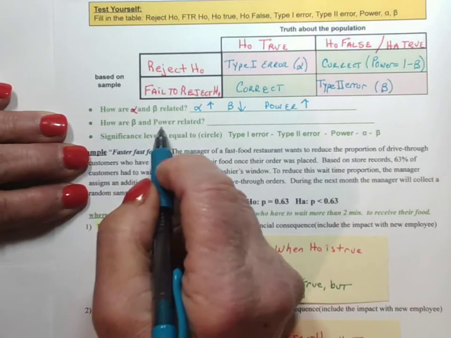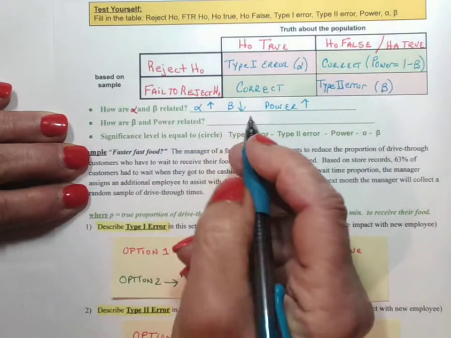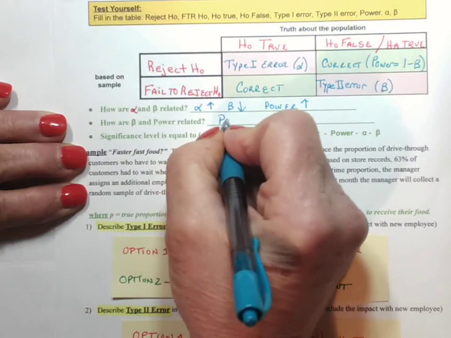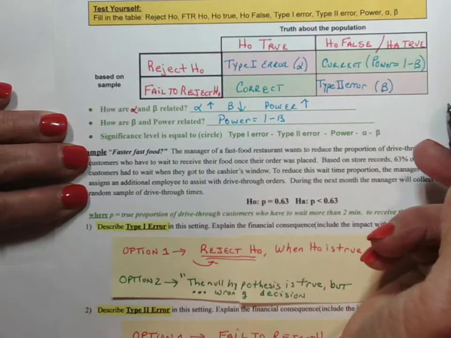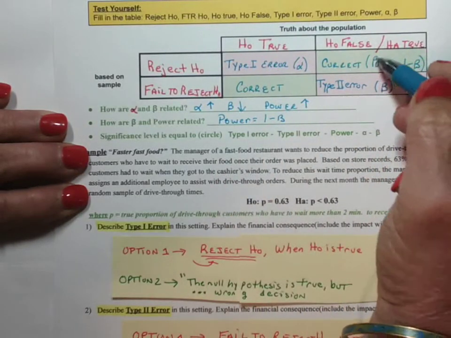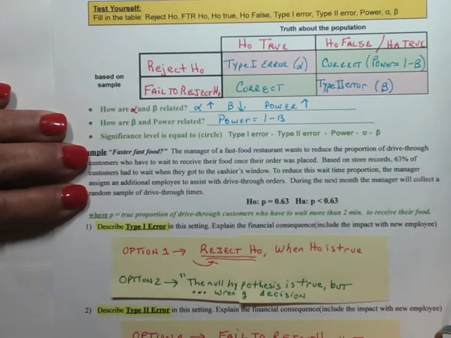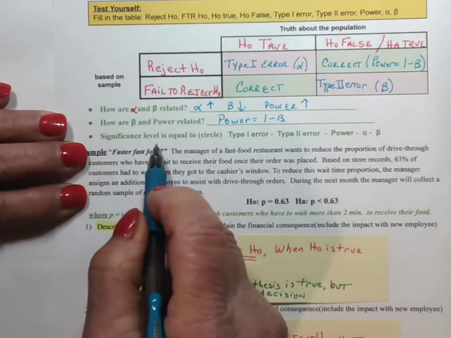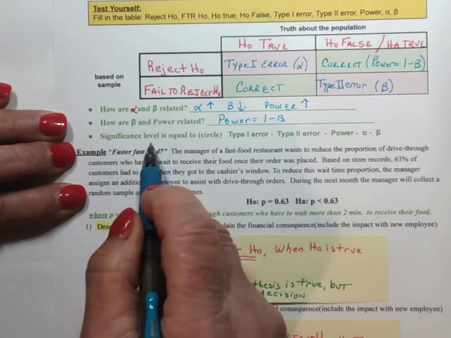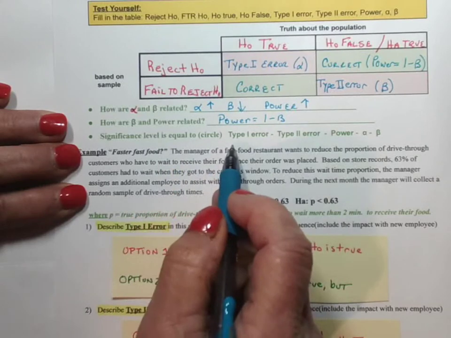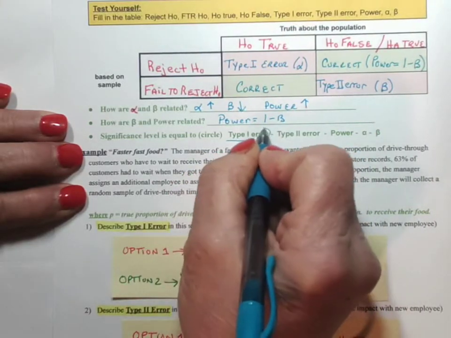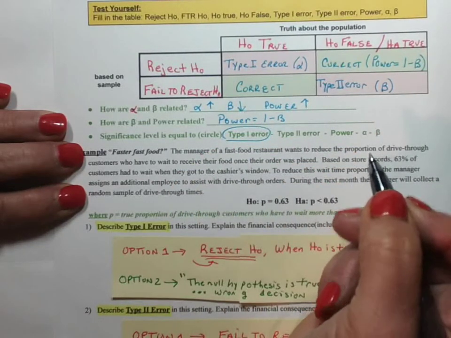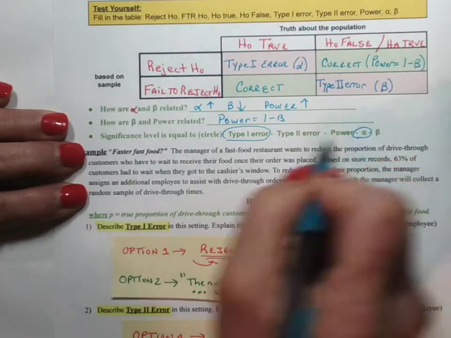Well, how are beta and power related? Well, power is 1 minus beta. And you can think of it this way, that these two have to add to 1. So now the significance level is equivalent to what? Well, the significance level is equivalent to a type 1 error and alpha.